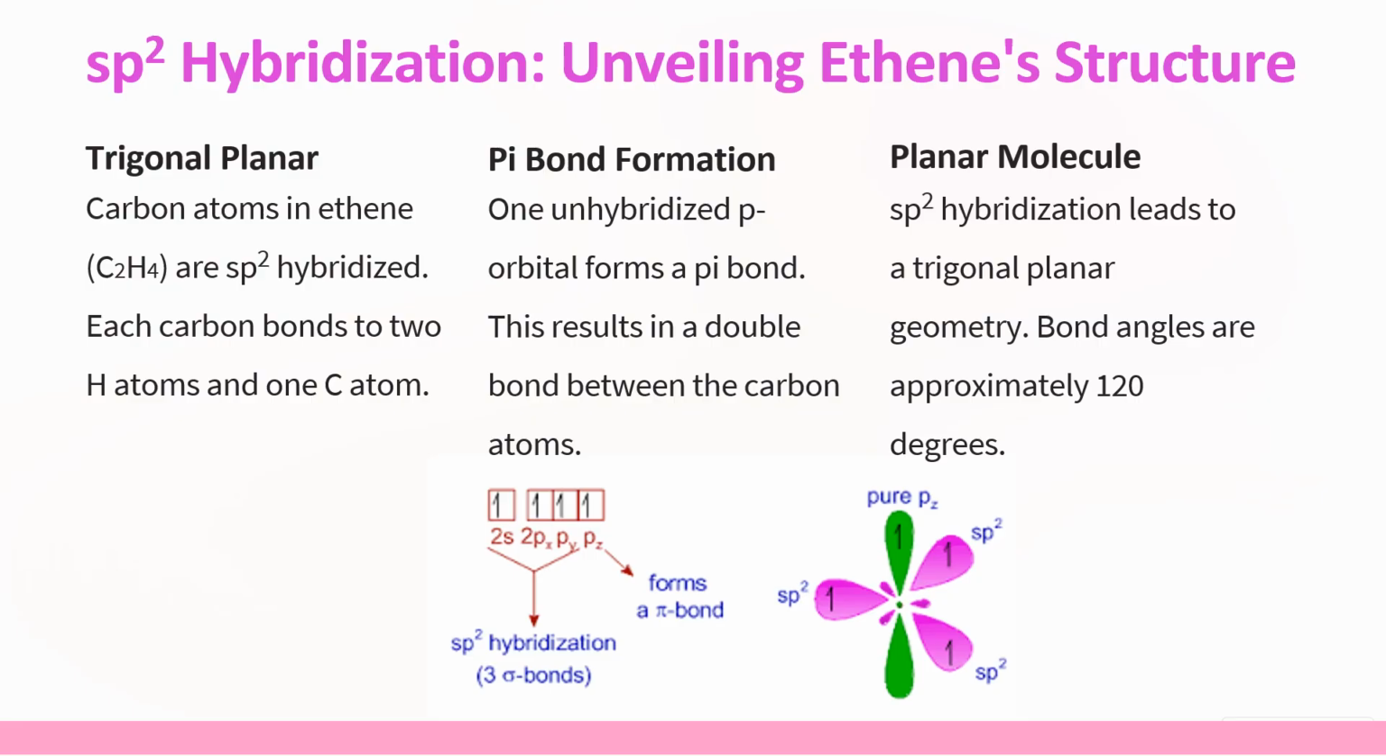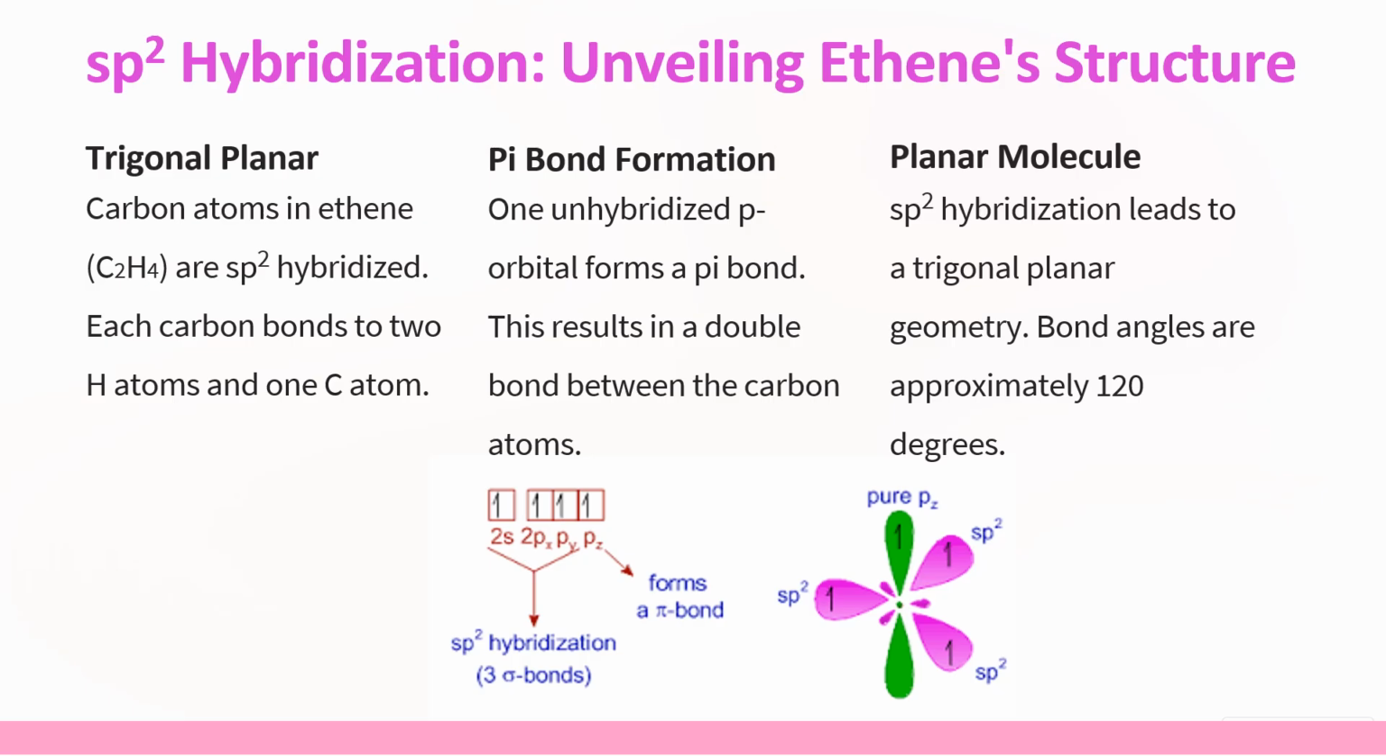Let's talk about sp2 hybridization using ethene C₂H₄ as an example. In this molecule, each carbon atom undergoes sp2 hybridization. This means the carbon mixes one s orbital with two p orbitals to form three sp2 orbitals. These three sp2 orbitals bond with two hydrogen atoms and one carbon atom, giving a trigonal planar geometry.